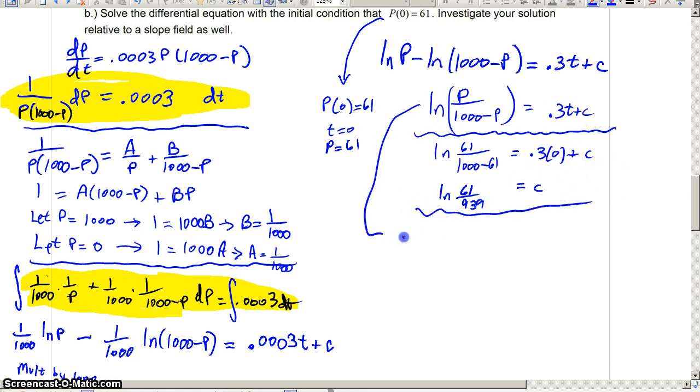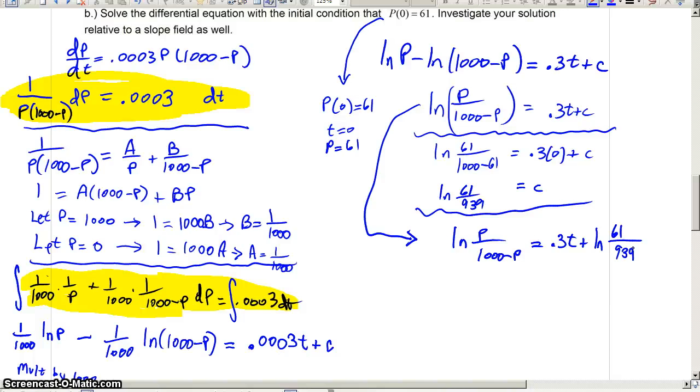Coming back to this equation, rewriting it, we could say natural log of P over 1000 minus P equals 0.3T plus natural log of 61 all over 939. Now, of course, what they're asking us to do is to solve this differential equation. What we're really asked to do is to get P alone, to find what P equals. So let's do a little bit of cleaning up.